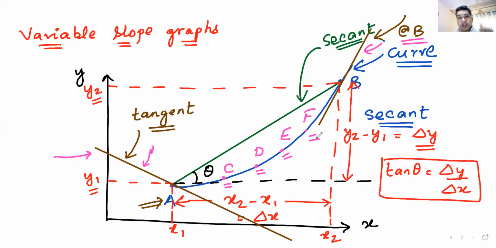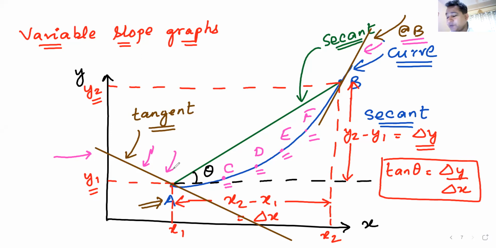And all these tangents will be straight lines. Now, all these straight lines will have their slopes. Am I clear? At different points there would be different tangents, and those tangents will have different slopes.